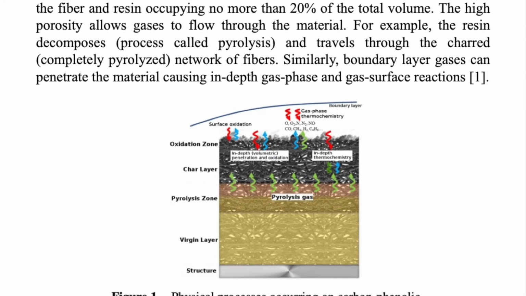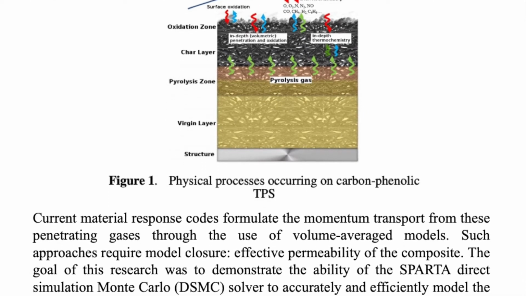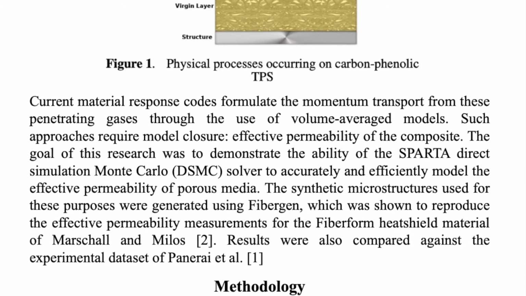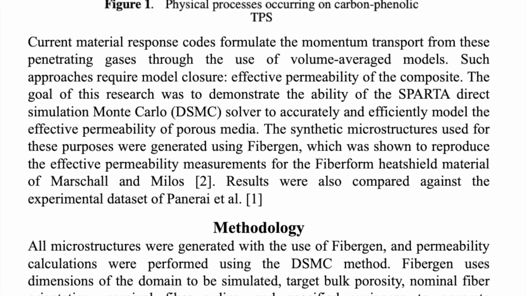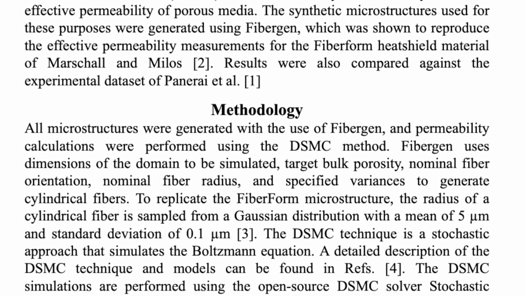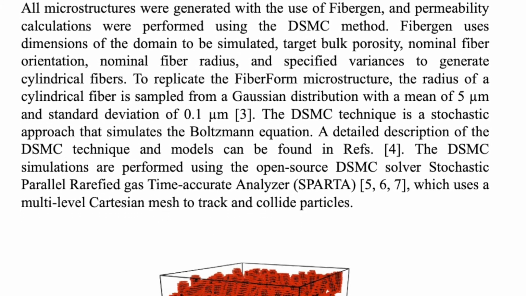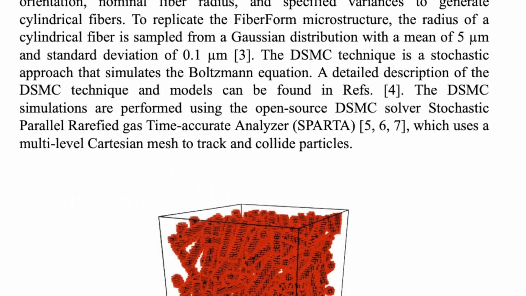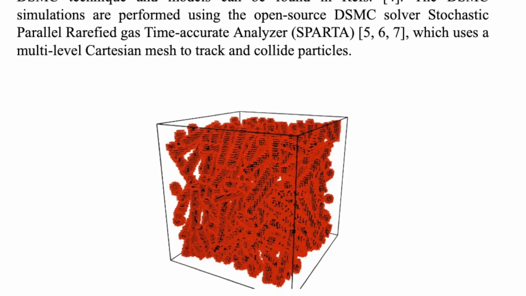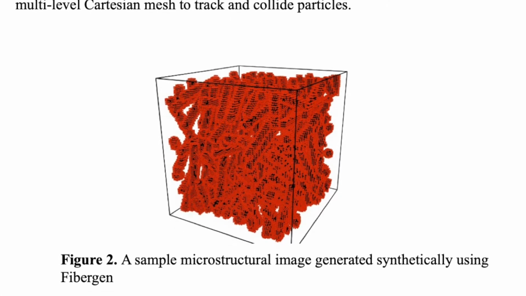Therefore, before I could even go about building the neural network itself, it was first necessary to develop a means to generate all of these data samples for effective permeability. These samples were generated through a combination of Fibrogen and Sparta. Fibrogen digitally generates the material mesh, and Sparta is a direct simulation Monte Carlo solver which simulates fluid flow about the mesh. Below in figure 2, you can see a sample of a resin-coated fiberform mesh generated using Fibrogen.